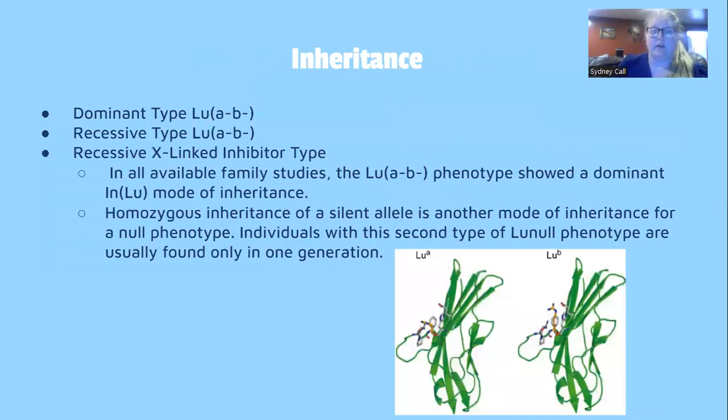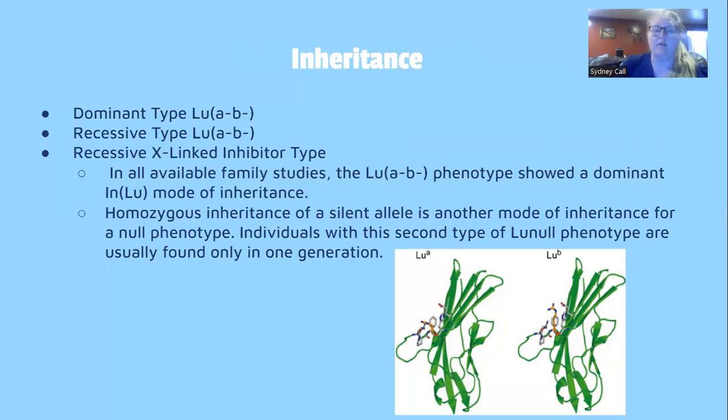So here is some of the inheritance. At the bottom of the screen, we have diagrams of both the LUA and LUB antigens. You see there's a slight difference, but not much. The main difference, if you look closely, is there's a yellow and blue section. The LUB has more of a branch section on that part. So the dominant and recessive types are both LUA A negative, B negative. So they're a recessive X-linked inhibitor type.